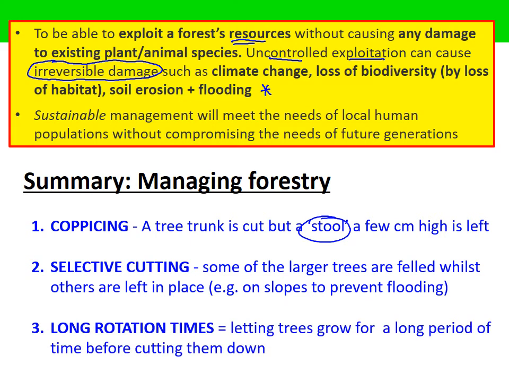Another type of technique is called long rotation times, and this is where trees are allowed to grow for longer periods of time before being cut down. So that's going to provide a more stable ecosystem, more stable different habitats for a longer period of time.